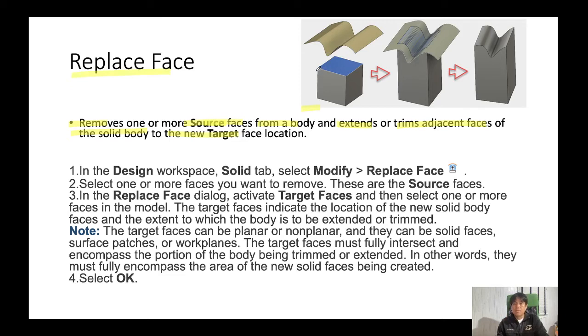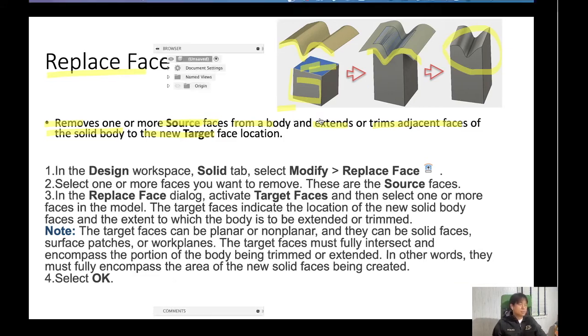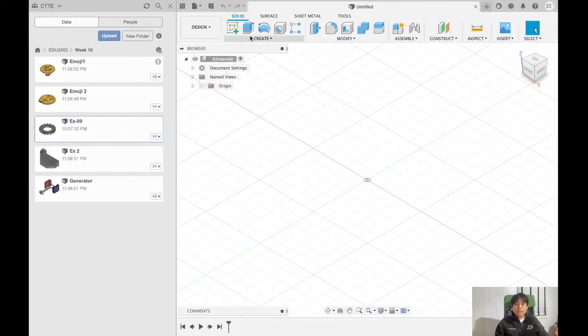Let's say you have a box with a flat face, and you want to copy the face of this curved object. Then you can use replace face. This allows you to replace your flat face with this curved face, and then finally you can obtain this curved face. So let me practice this example in Fusion 360.